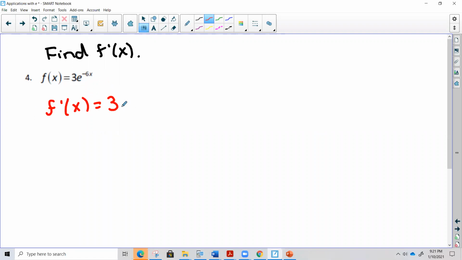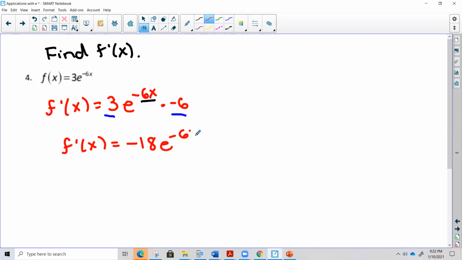Okay, the derivative of e is itself, and we keep the exponent the same, and then we multiply by the derivative of what's in the exponent. So the derivative of negative 6x is negative 6. And then because I'm multiplying, I can multiply these two constants together. And 3 times negative 6 is negative 18. And then I have e to the negative 6x. And that would be my answer for the derivative.